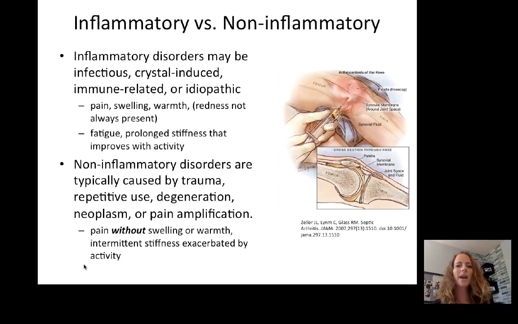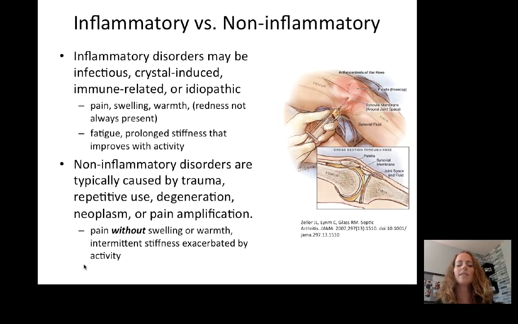The next question you want to ask in your physical exam is, do you see evidence for inflammatory disease? Inflammatory disorders can be infectious, crystal-induced, immune-related, or even idiopathic. You will see pain, swelling, and warmth, those cardinal signs of inflammation. But one note here, redness is not always present. It has to be a fairly superficial joint, like the joints of the fingers, for the redness to actually show.